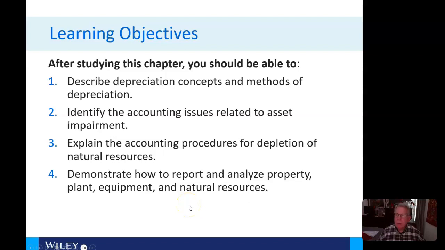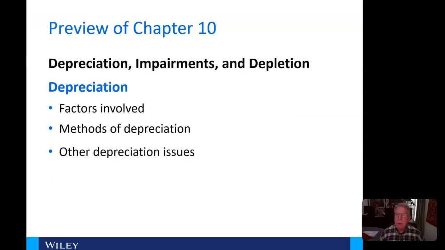Okay, our learning objectives are: 1, we're going to describe depreciation concepts and methods of depreciation. 2, identify the accounting issues related to asset impairment. 3, explain the accounting procedures for depletion of natural resources. And lastly, 4, demonstrate how to report and analyze property, plant, and equipment and natural resources.